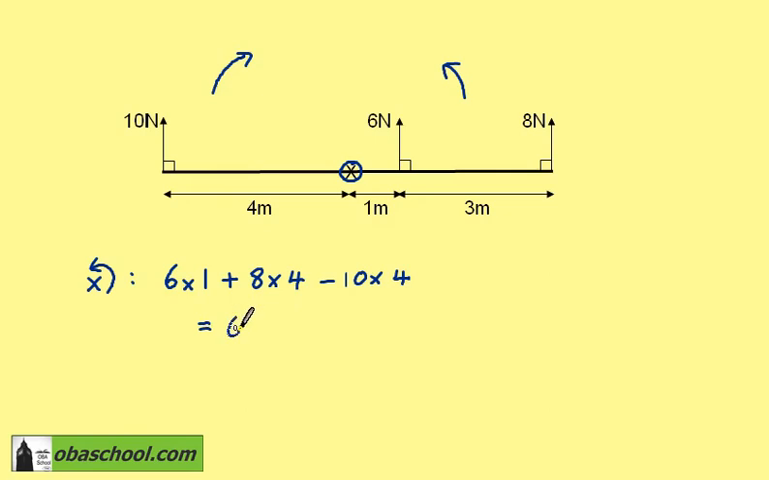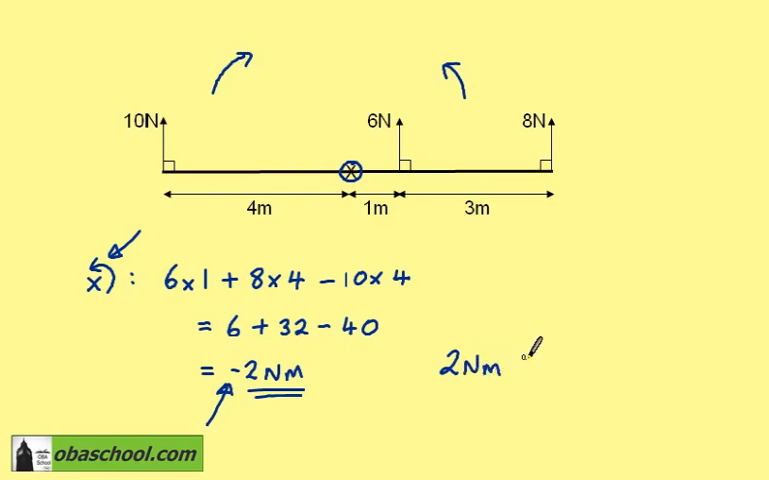This gives us 6 plus 32, take away 40, which is 38 take away 40, or minus 2 Newton meters. We took anti-clockwise to be positive, so the negative here indicates a clockwise resultant. 2 Newton meters in a clockwise sense.